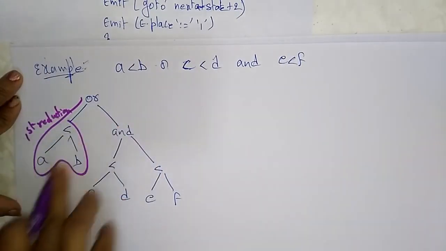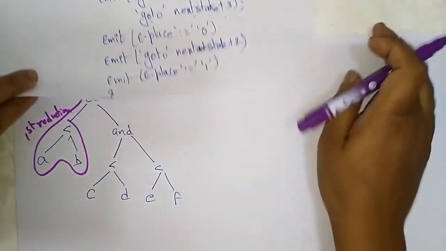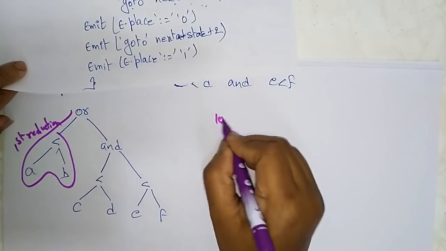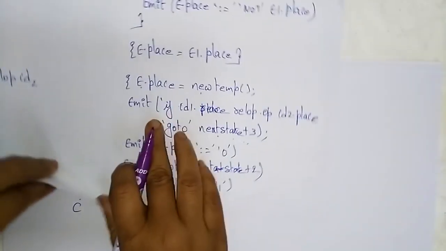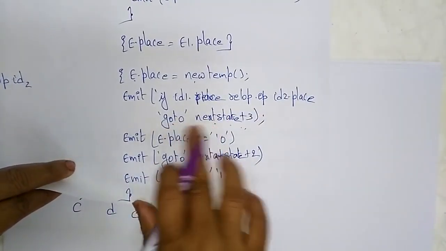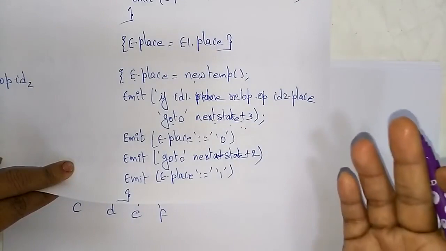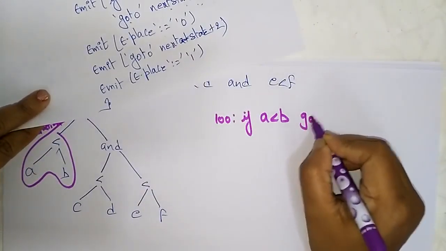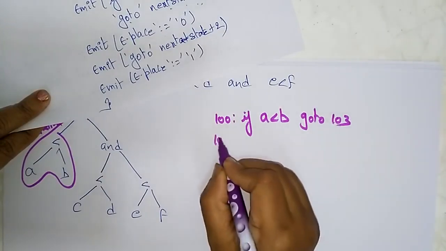This is the first reduction, A less than B. Whenever A is less than B, what are the conditions? Starting at 100: if A is less than B, we have to go to the next statement and skip 3 steps. Go 3 steps, 100 plus 3, 103, and 101.